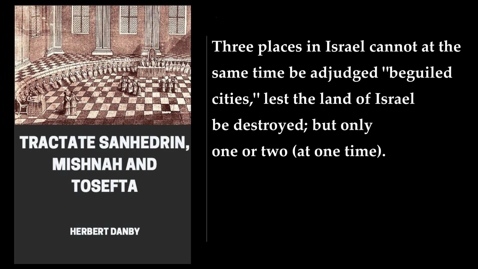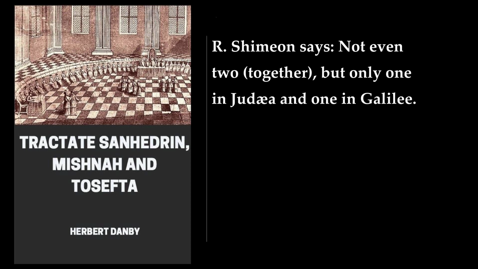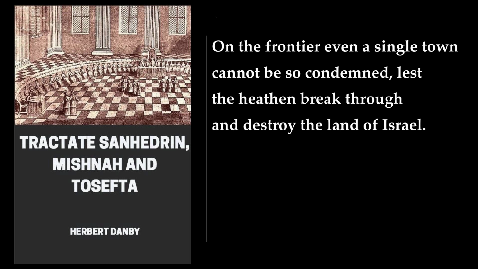3 places in Israel cannot at the same time be adjudged beguiled cities, lest the land of Israel be destroyed, but only 1 or 2, at one time. R. Shimeon says, not even 2, together, but only 1 in Judea and 1 in Galilee. On the frontier even a single town cannot be so condemned, lest the heathen break through and destroy the land of Israel.